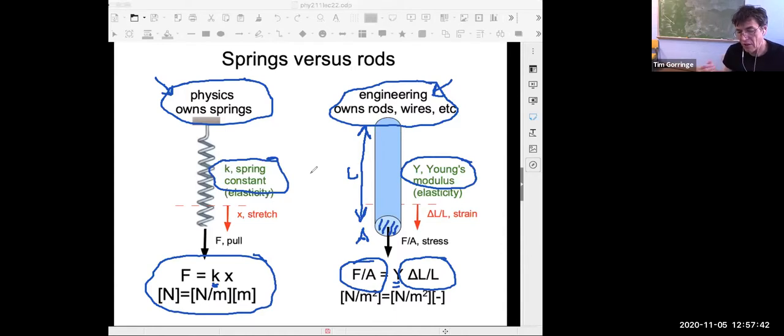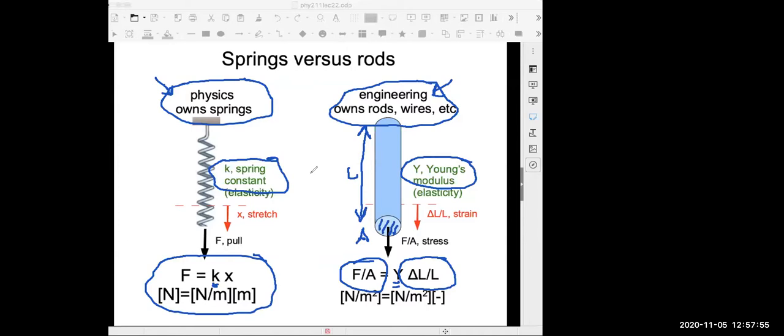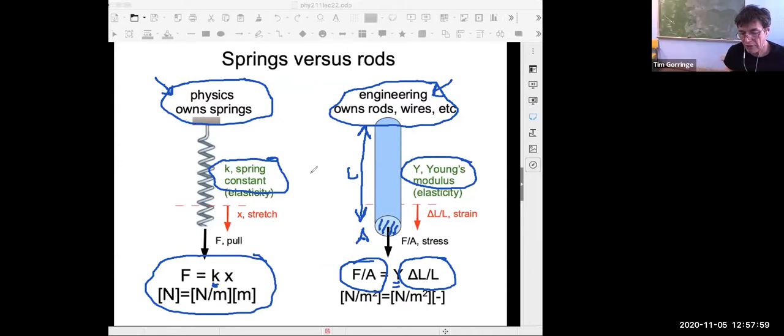If the Young's modulus is a small number, it's easy to stretch that wire. If the Young's modulus is a large number, it's very hard to stretch that wire. Just like if the spring constant was large, it's hard to stretch the spring. If the spring constant is small, it's easy to stretch the spring. So it's just a little bit different language that is more of an engineering language, less of a physics language.